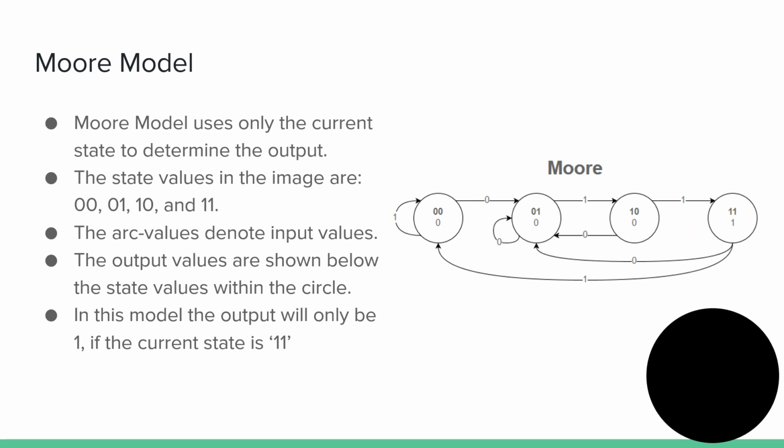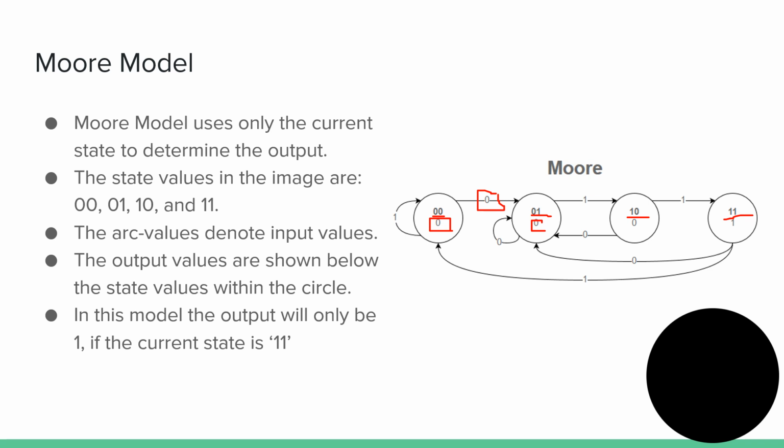All right, so this is the Moore model. The Moore model uses only current state to determine the output. Again, in this model, we use 0, 0, 0, 1, 1, 0, and 1, 1 as state values. And again, the arc values denote inputs, but the outputs are actually within the state circles.